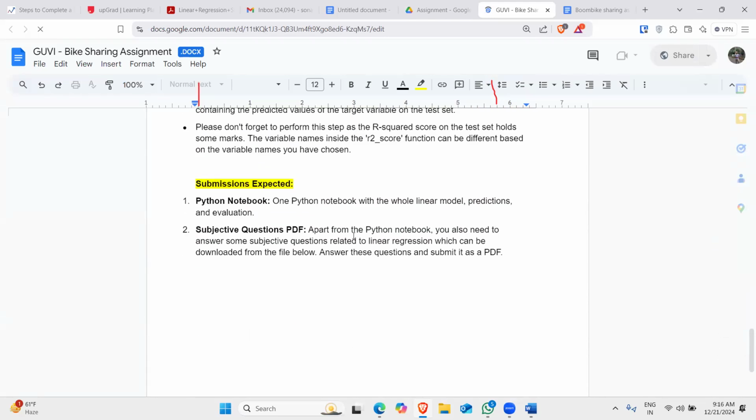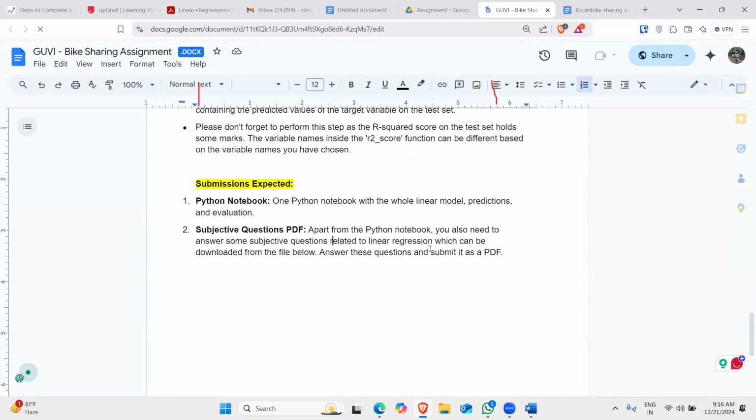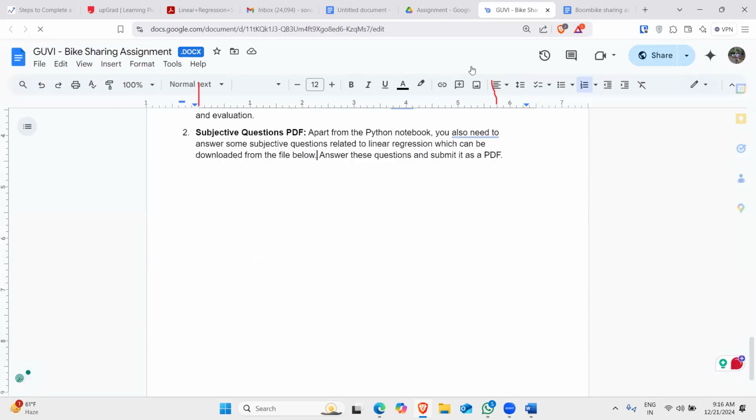What you need to do is, apart from the Python notebook, you also need to answer some subjective questions related to linear regression, which can be downloaded from the file below. I am uploading the PDF file that you need to answer. So that is your subjective questions. I'll just download that and make it available for you. You need to answer those subjective questions.